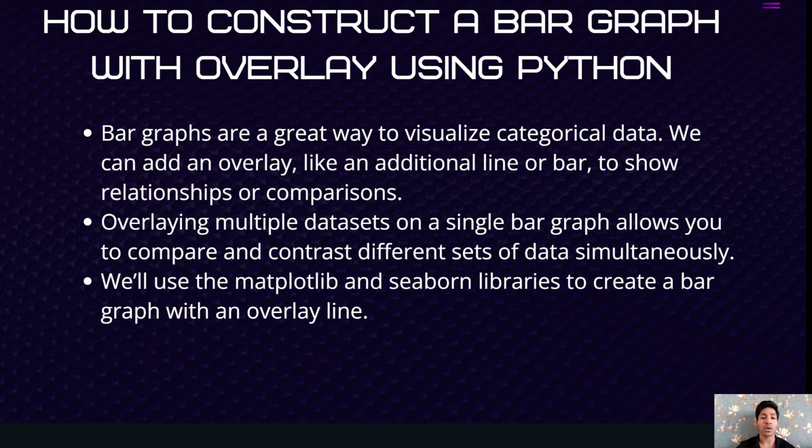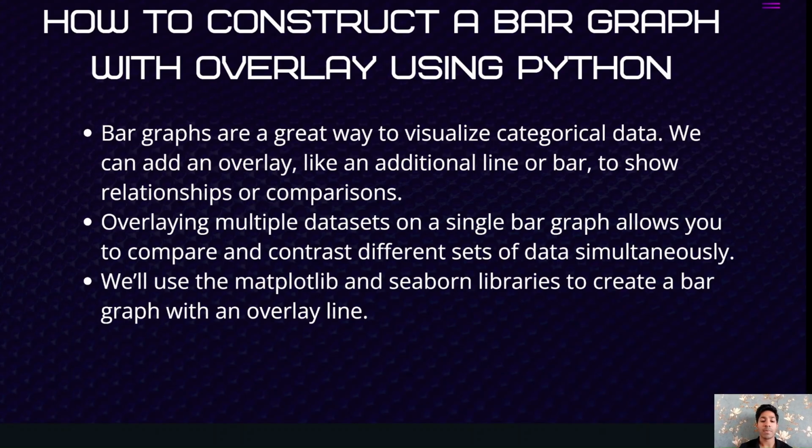So let's begin with how to construct a bar graph using overlays. First, what is a bar graph? Bar graphs are a great way to visualize categorical data. We can add an overlay, like an additional line or bar, to show relationships or comparisons. Overlaying multiple data sets on a single bar graph allows you to compare and contrast different sets of data simultaneously.